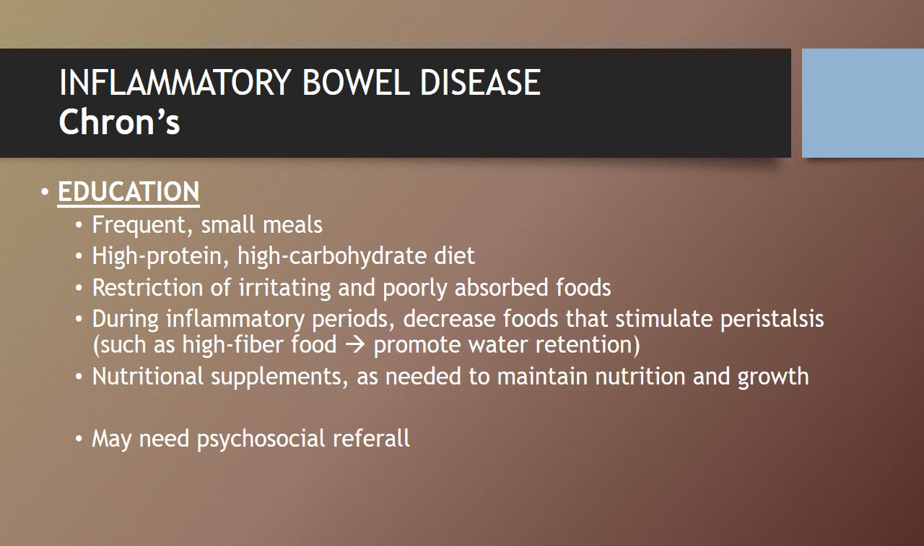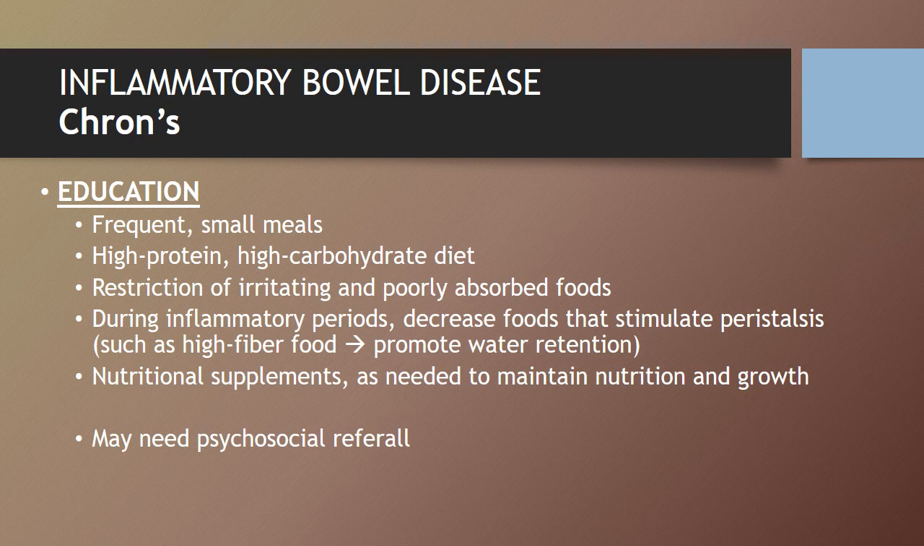Okay, as far as education is concerned with Crohn's, they need to have frequent small meals so they're not eating in bulk. They can digest it much better. High protein, high carb diet. Restriction of irritating and poorly absorbed foods, so fried foods and carbonated drinks would be in that category, so avoid those as much as possible. When they have flare-ups, they need to decrease foods that stimulate peristalsis, so any type of high fiber food they want to avoid because that promotes water retention, which is going to cause them to have more diarrhea. So you want to make sure that they're avoiding those.